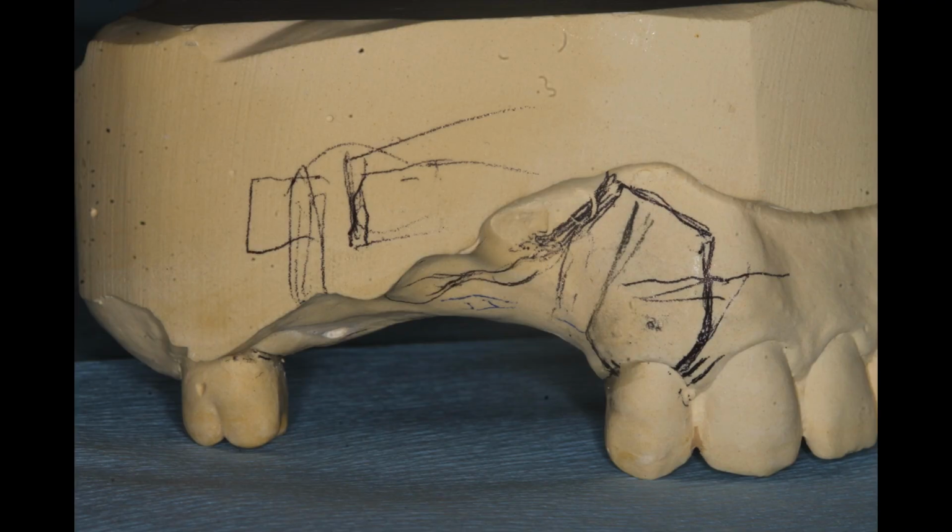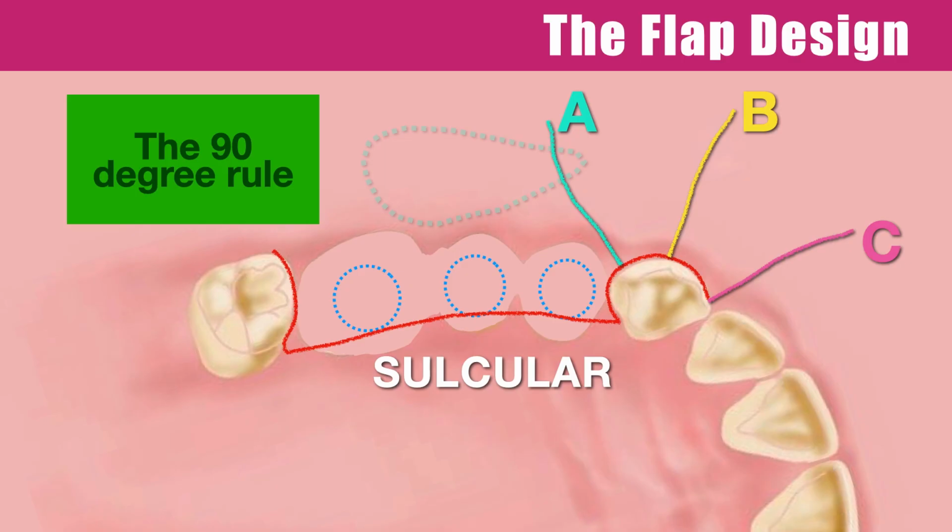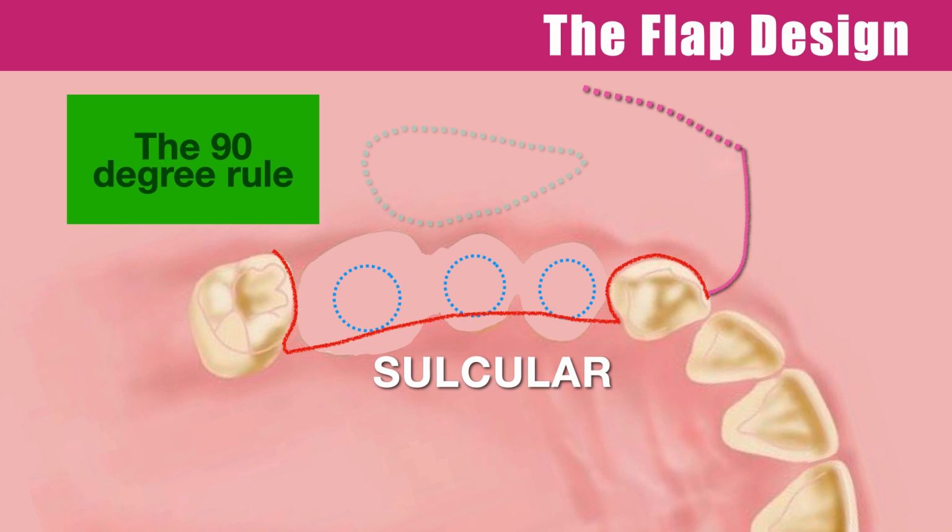Once we reviewed the actual stone model and looked at the relative depression or lack of buccal tissue volume on the distal aspect of the first bicuspid, we decided A wasn't going to work, so we actually had to resort to C.